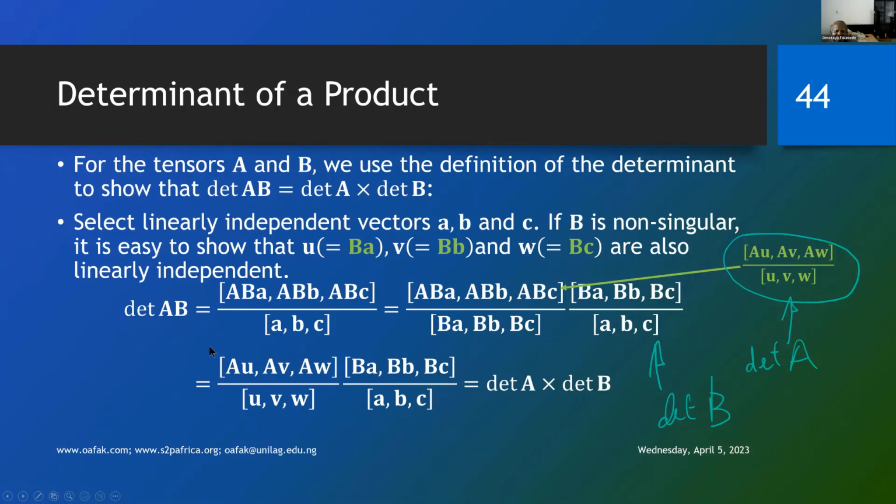In that case, this is also the determinant of A, because it is three independent vectors, Au, Av, Aw over uvw. And similarly, this is the determinant of B, because abc gives you the vector basis to get the determinant with. So that becomes the determinant of A times the determinant of B. So the determinant of a composition is the product of the determinants, proved, complete on this page.